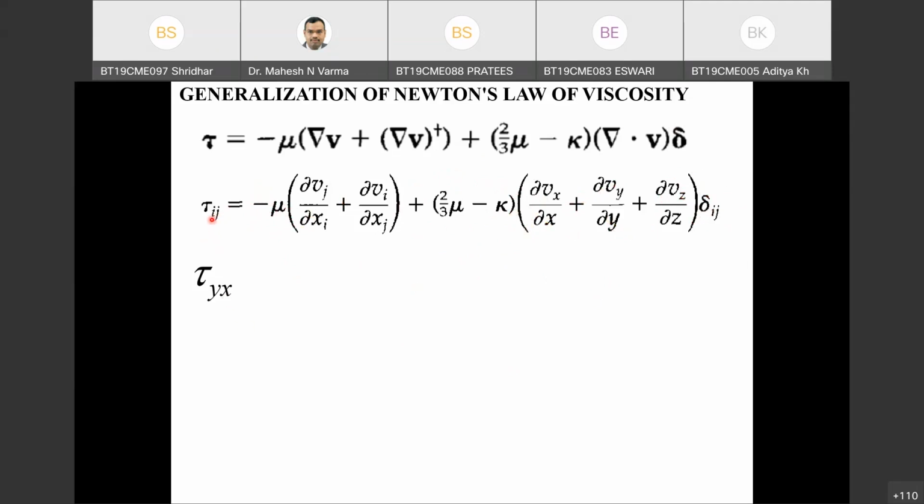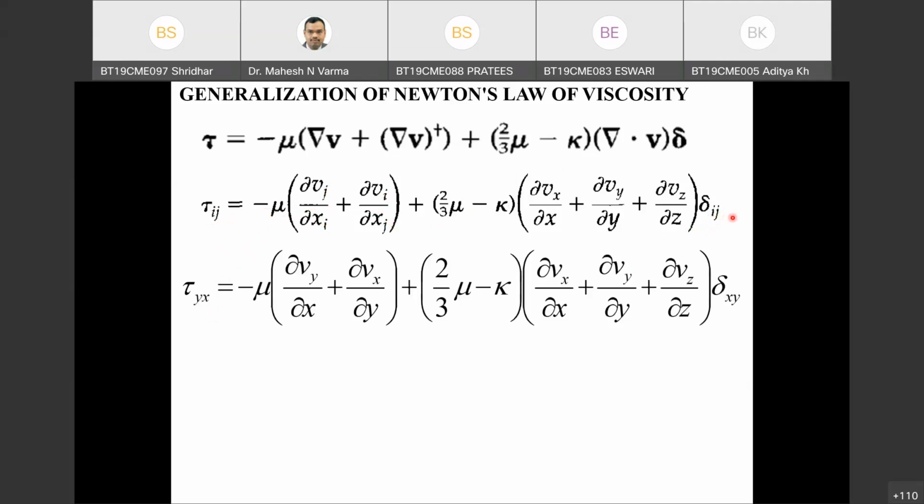So this is tau ij. Put i equals y and j equals x. So what will tau yx be equal to? It will be minus mu, with i equals y and j equals x, and the rest will be as it is. And here delta yx, not xy, delta yx. So this will be equal to minus mu (dvy by dx plus dvx by dy) plus 2 by 3 mu minus k, and it is as it is.